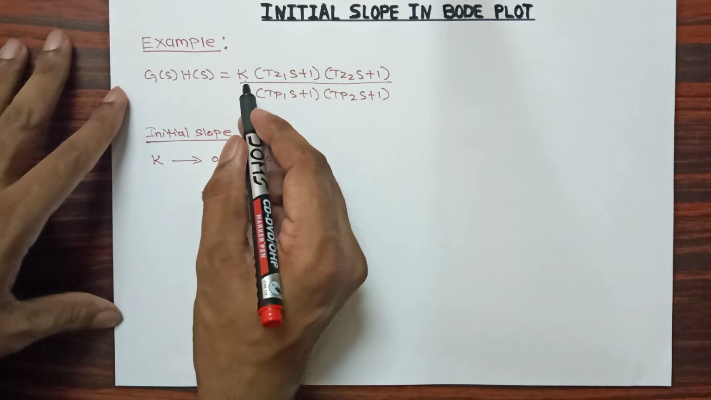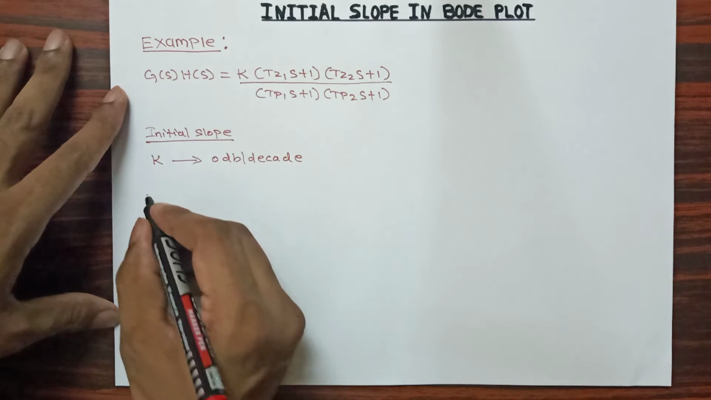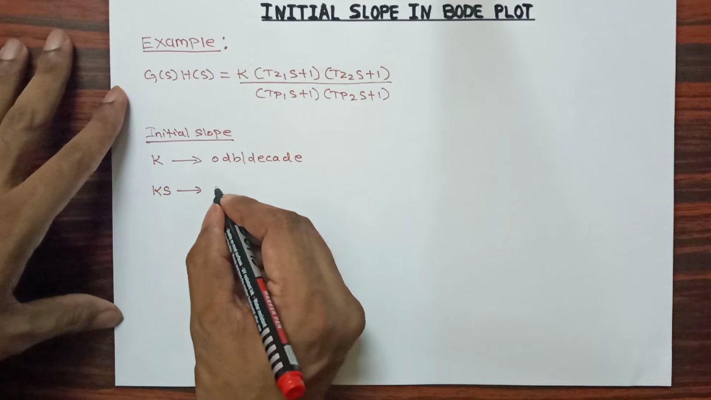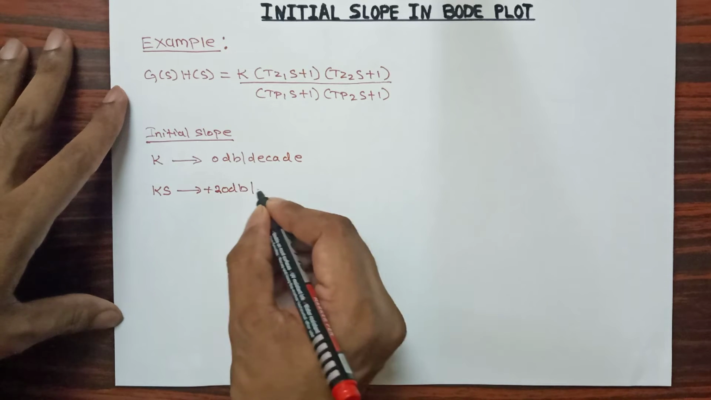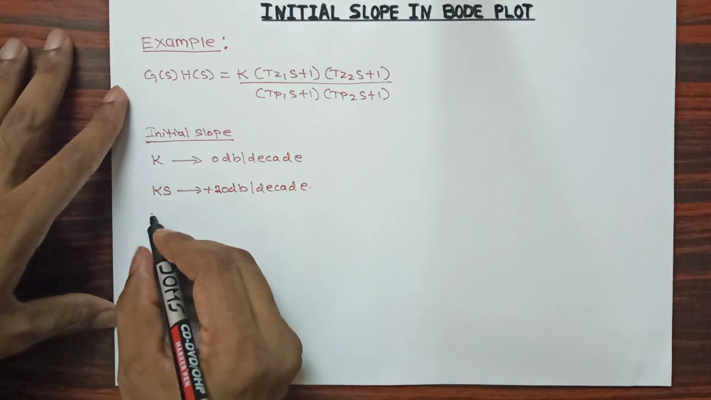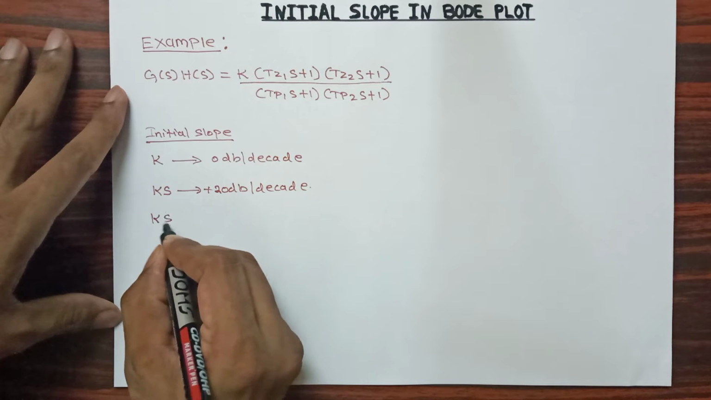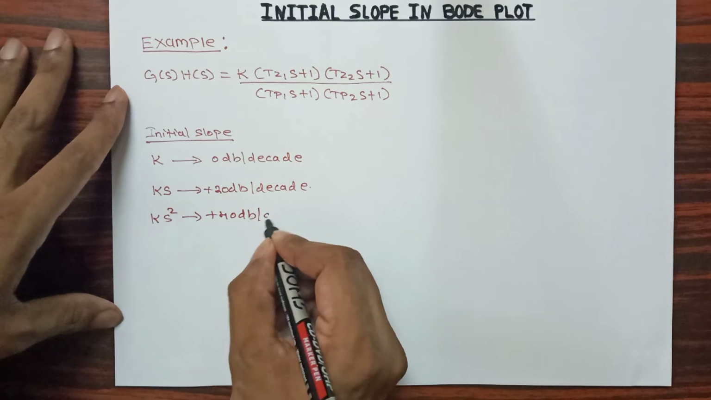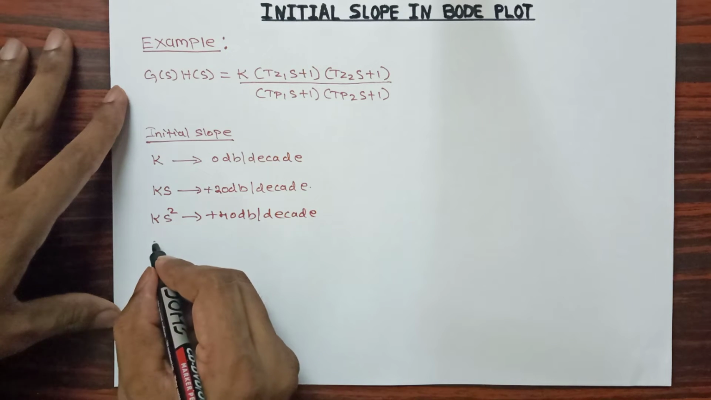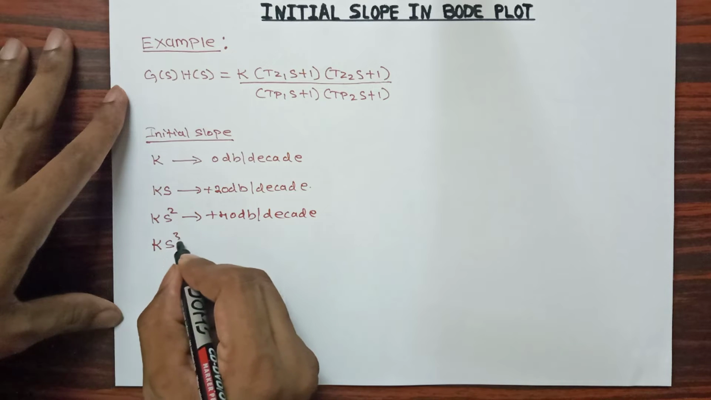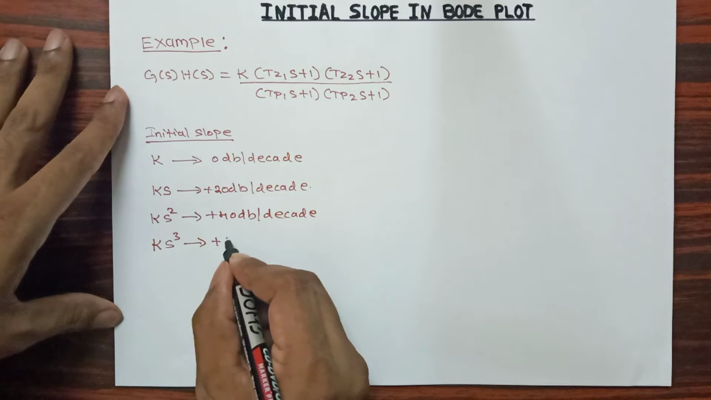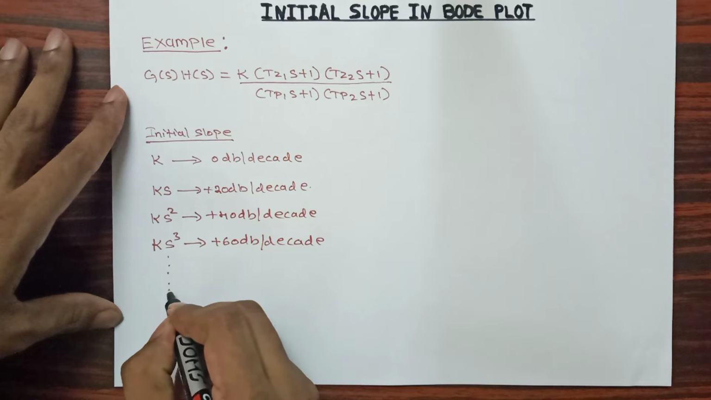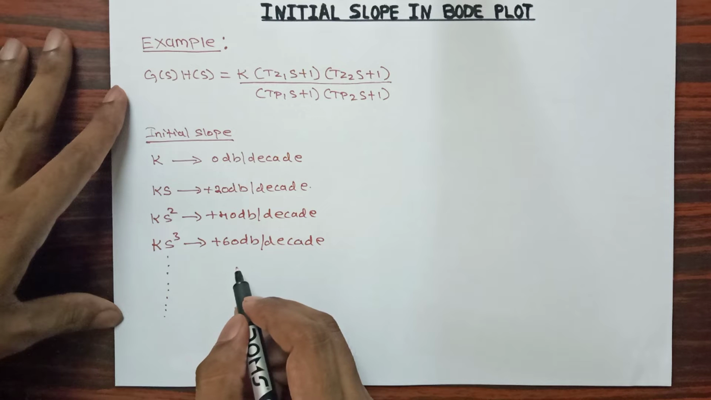Now if I am having zeros at the origin along with this gain, that is if I am having K into s, that is one zero at the origin, then the initial slope is plus 20 dB per decade. Now next if I am having 2 zeros at the origin, that is K into s to the power 2, then the initial slope is plus 40 dB per decade. Then in this way if I am having 3 zeros at the origin, that is s to the power 3, then the initial slope is plus 60 dB per decade. In this way, depending upon the number of zeros at the origin, we can consider the initial slope.